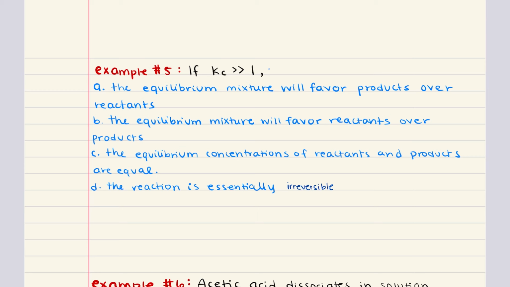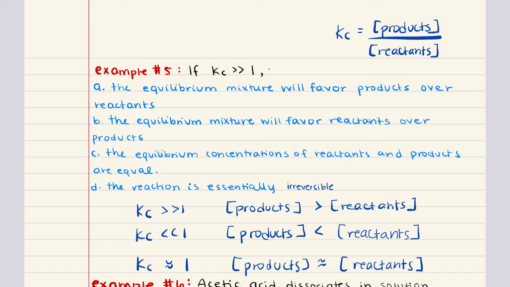Now, the equilibrium constant is a measure of the ratio of the concentrations of products to reactants at equilibrium for a given reaction. And it's given by the following expression, where the concentrations are raised to the power of their respective coefficients in the balanced chemical equation. Now what we want to do is go over what it means when this equilibrium constant is greater than 1, less than 1, or equal to 1.